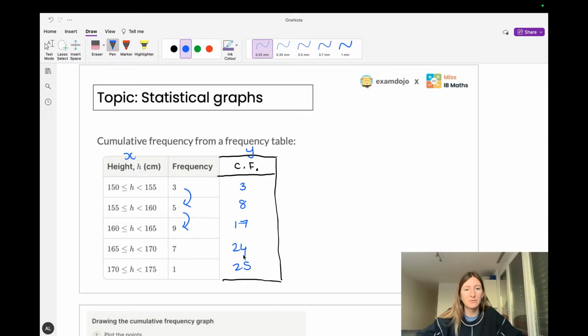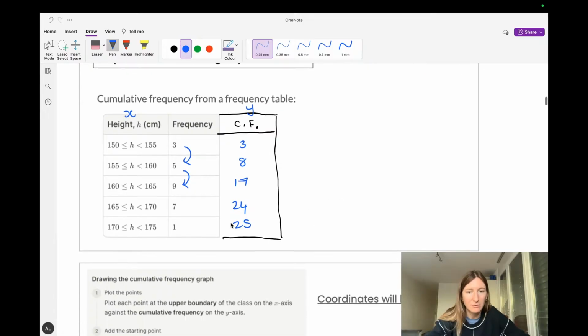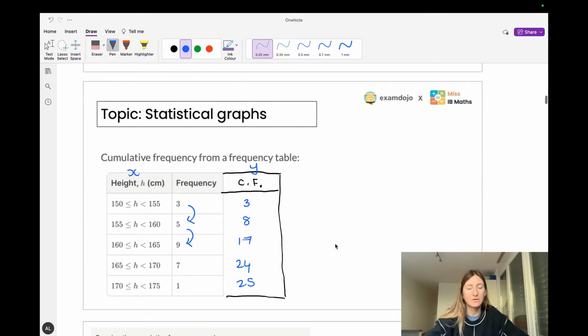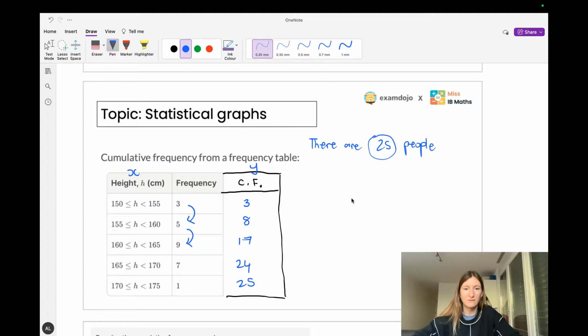All right, so cumulative frequency graphs are going to be using these as your y values. So you'll often have to add that column of your cumulative frequency, and that's all there is to it. And generally the question will say something like there are 25 people in a class, and you need to make sure that you take note of that, and that's what you end up with. So if you haven't ended up with that same number, then you know that there's a mistake somewhere.